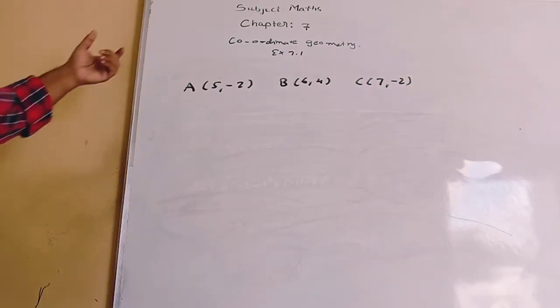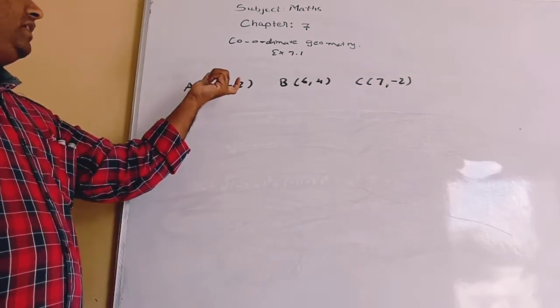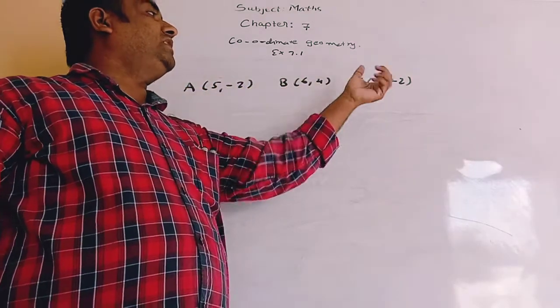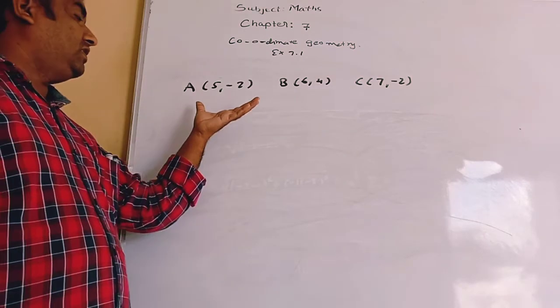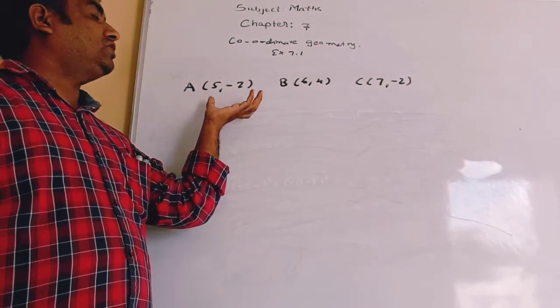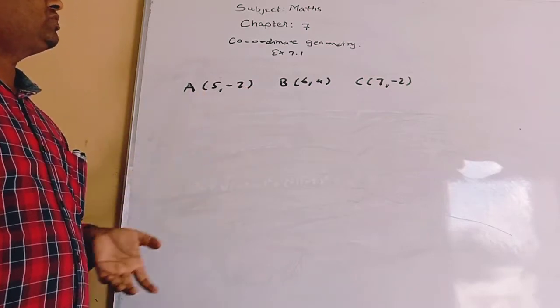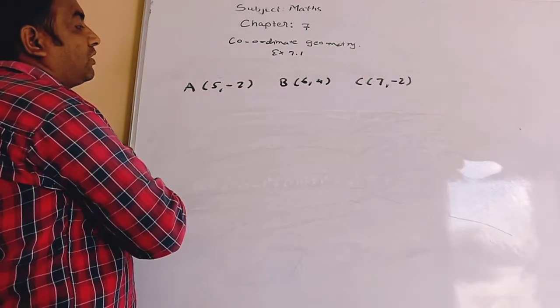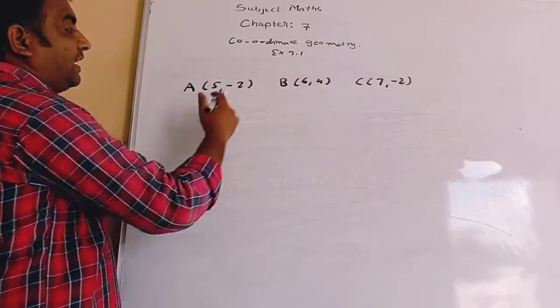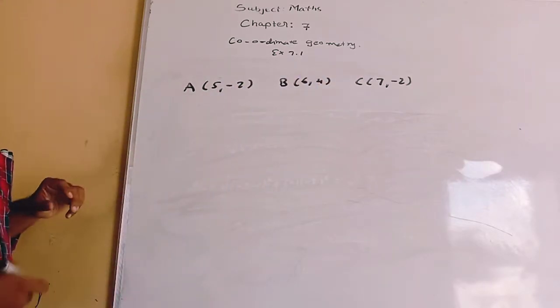So now we have the question: A (5, -2), B (6, 4) and C (7, -2) are the vertices of an isosceles triangle. We want to show that it is an isosceles triangle, which means two sides are equal and the third is different. So we will find the three sides AB, BC and AC, and show that two of the lengths are equal.